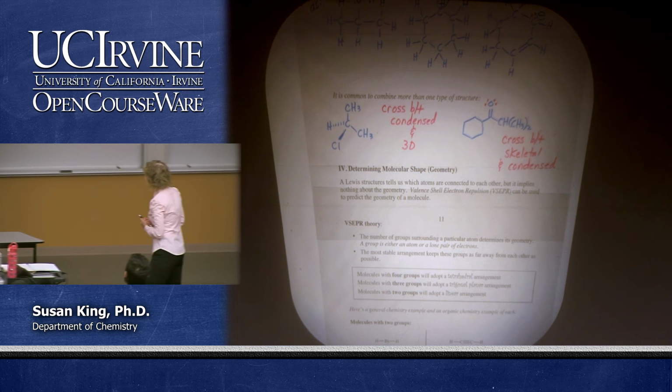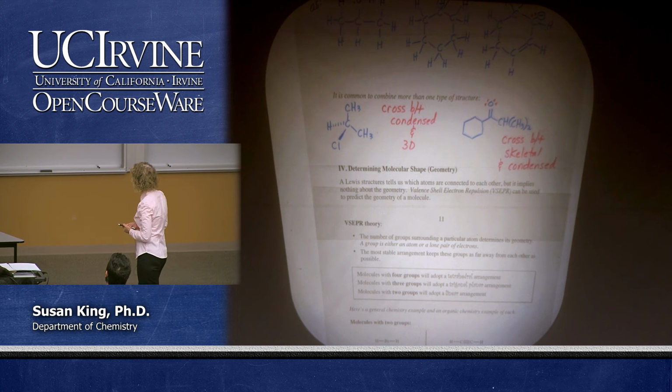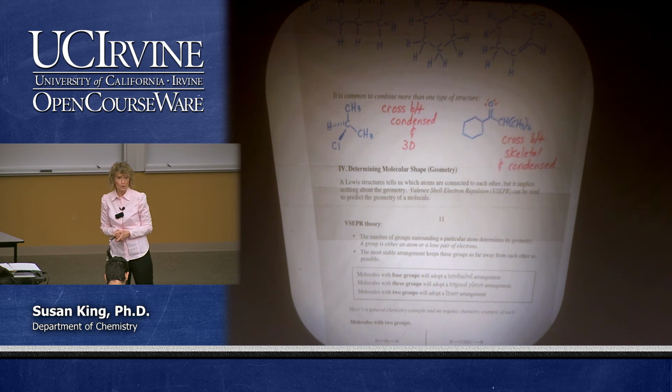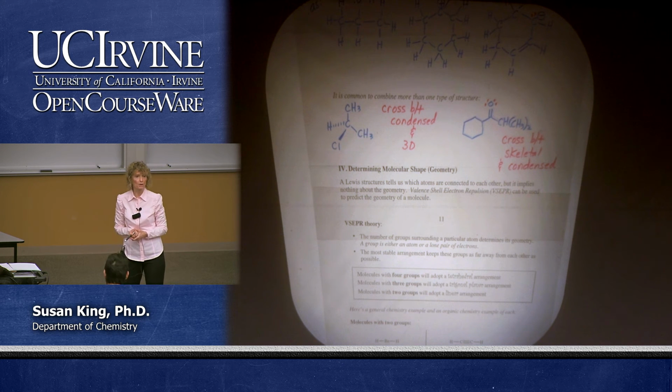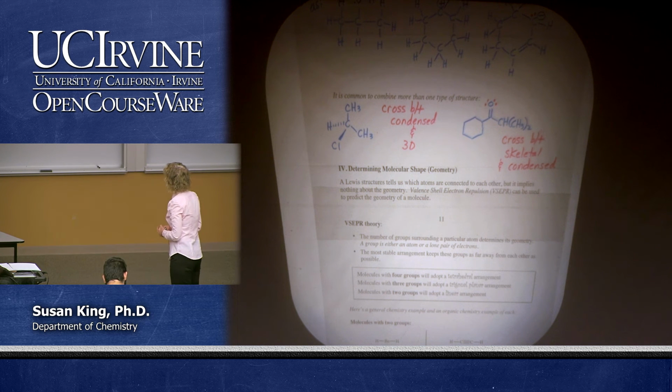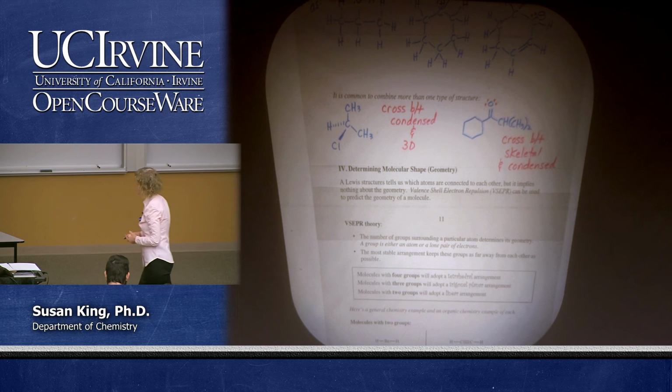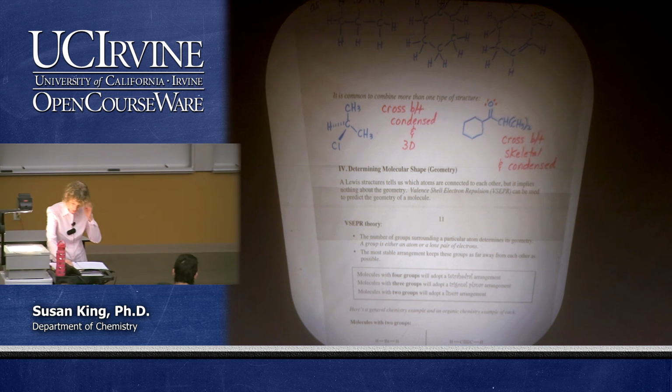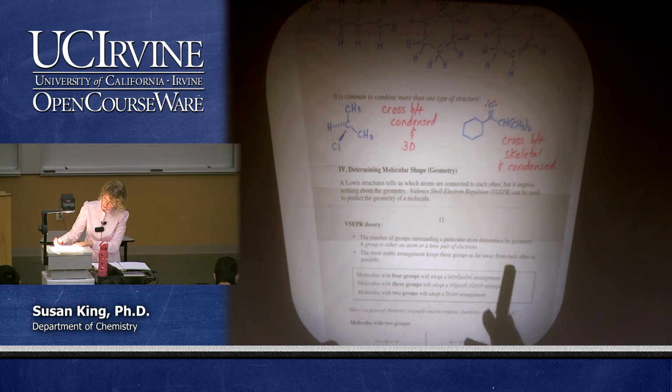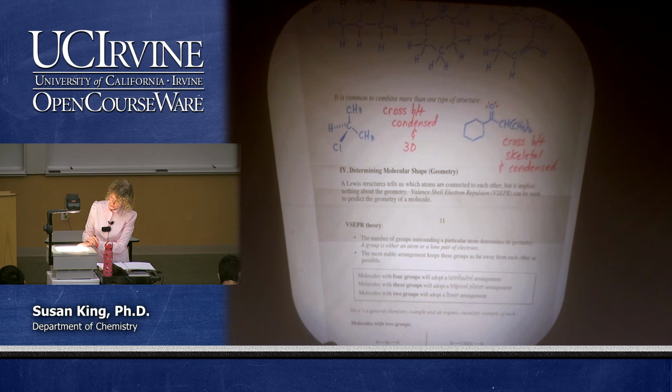We're going to count the number of groups surrounding a particular atom to determine geometry. A group is either an atom or a lone pair of electrons. So in order to correctly predict a structure using VSEPR, we need to have all the lone pairs there so we can account for them. The most stable arrangement keeps these groups as far away from each other as possible. Molecules with 4 groups will adopt a tetrahedral arrangement. Molecules with 3 groups will adopt a trigonal planar arrangement, and molecules with 2 groups will adopt a linear arrangement.